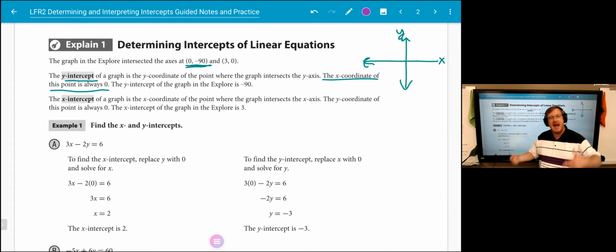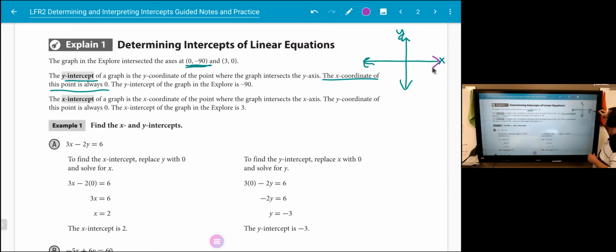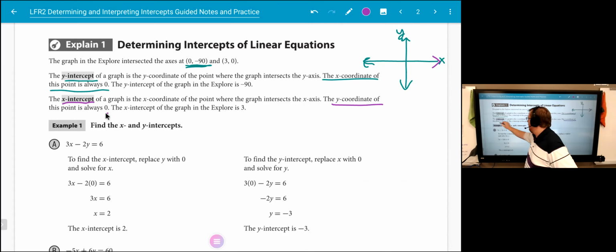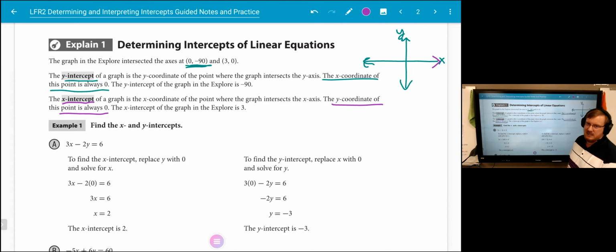Conversely, if you're trying to find an x-intercept on this axis right here, it's not up and down, it's only x. There's 0 up and down, and y is 0. The x-intercept of a graph is the x-coordinate of the point where the graph intersects the x-axis. The y-coordinate of this point is always 0. That's the big thing. That's kind of like the big point of this whole thing that we're trying to do right now. This is the determining part. We'll talk about the interpreting later.